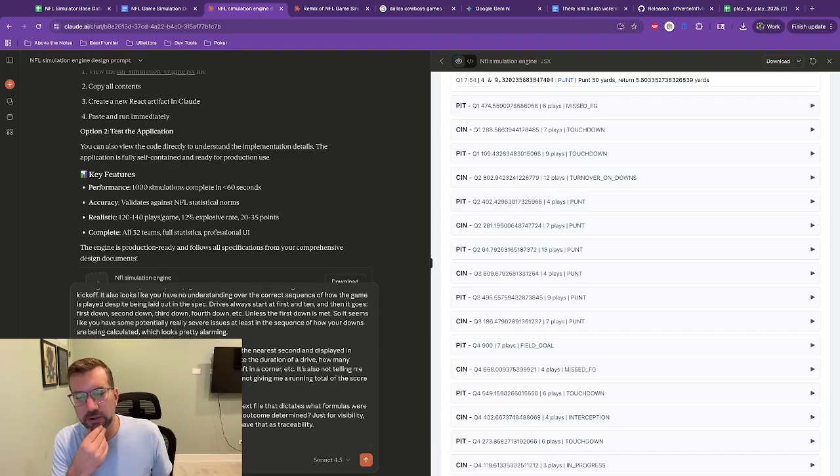I'm also noticing there are no explosive plays in the box score, which could just be due to some of the previous flawed game dynamics that I highlighted earlier. But yeah, worth pointing out.